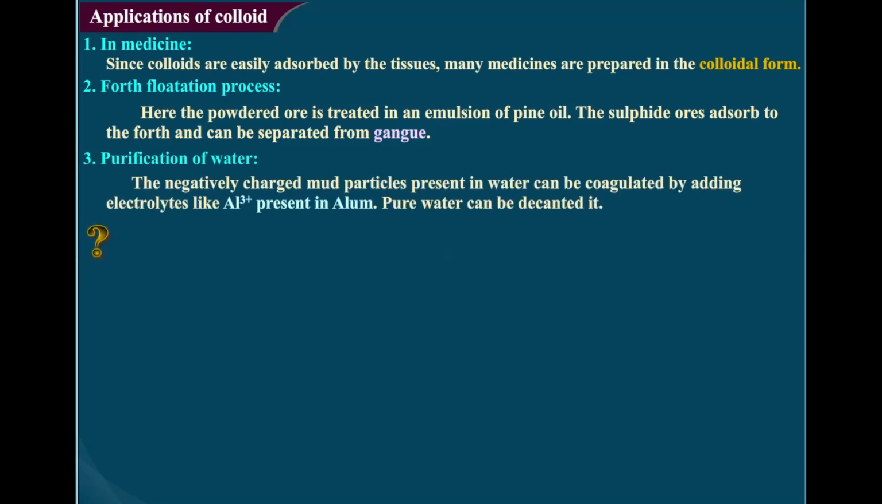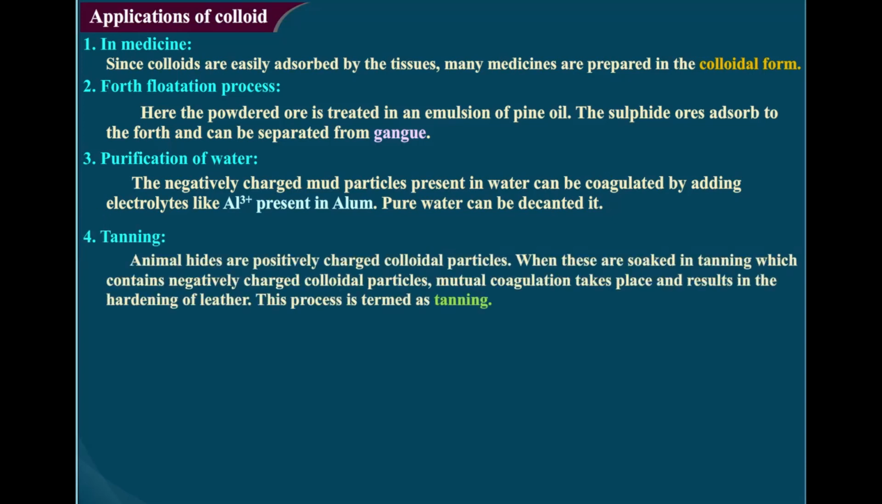Next, purification of water. The negatively charged mud particles present in water can be coagulated by adding electrolytes like Al3+ present in alum. Most of you might have seen that, and might have used it while cleaning water. When an alum is tied with a string in the water, all the mud particles or the colloidal particles will get attracted to alum or will get adsorbed on alum. As a result, the impurities or the muddy particles can be removed, and later on it can be decanted. So alum is used for the purification of water here.